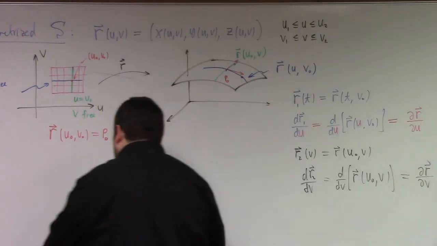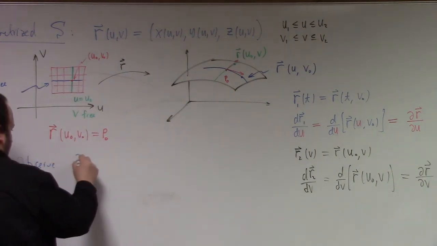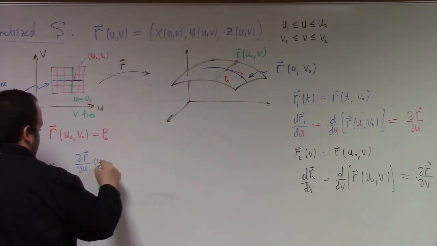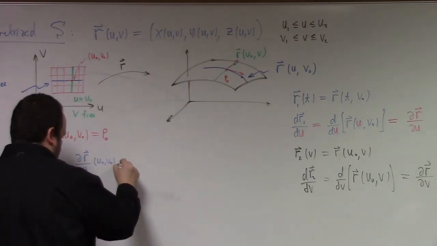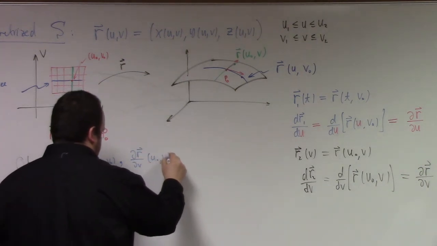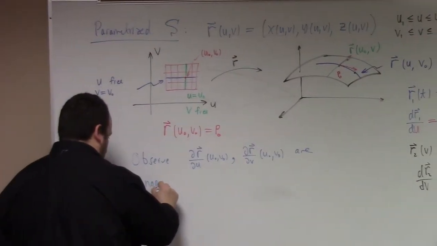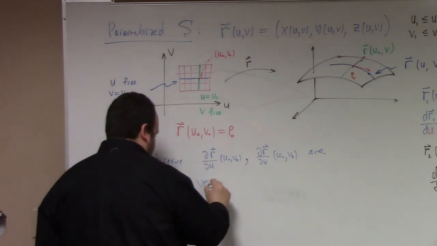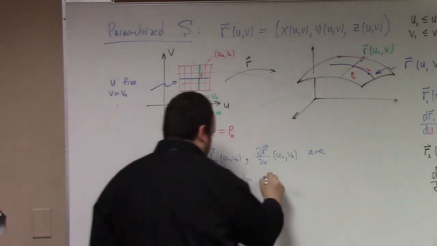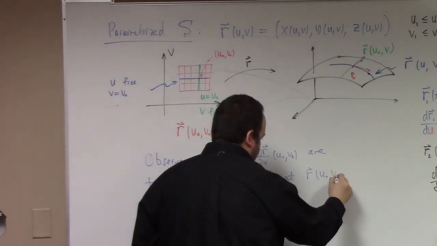So long story short, we observe that partial r, partial u at the point u naught v naught, and partial r, partial v at the point u naught v naught are tangent vectors to S at R of u naught v naught.